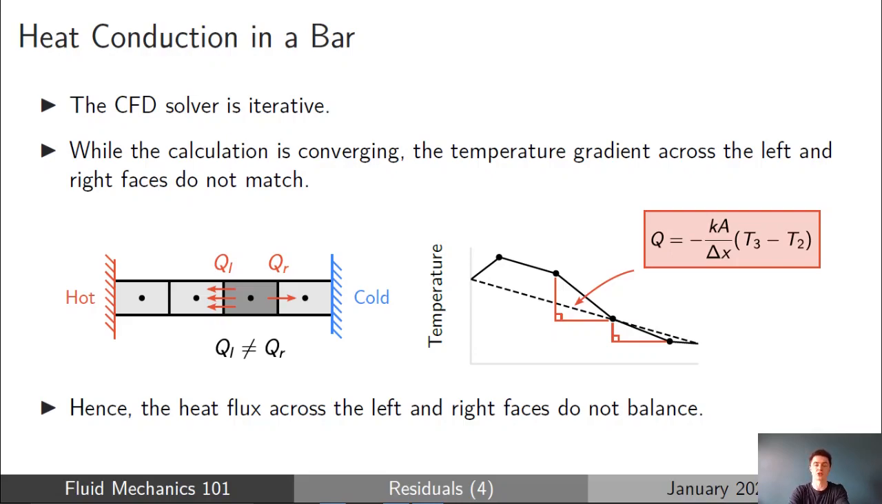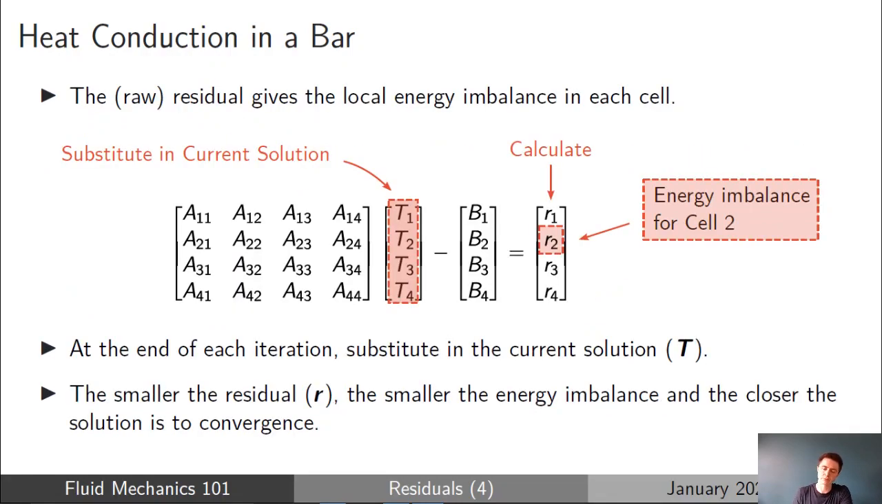Because we have no sources of heat in the bar, this means that for this particular cell, energy isn't being conserved, and we're losing some of that energy somewhere. And the residual gives us that missing energy, or the energy imbalance for a particular cell in the mesh.